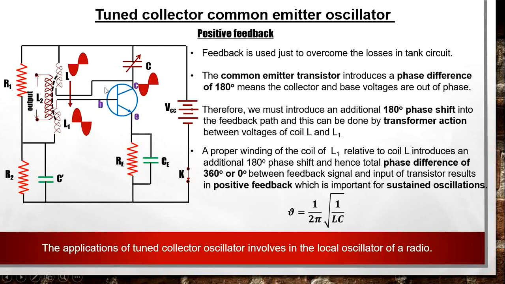The oscillations finally obtained across inductor L2 have the frequency 1 upon 2 pi square root of LC. Here L is the inductance of this coil and C is the capacitance of this capacitor. You can see that there is an arrow on this capacitor. This arrow means this capacitor has variable capacitance, and the capacitance may be changed intentionally with the help of either mechanical effort or electronically.